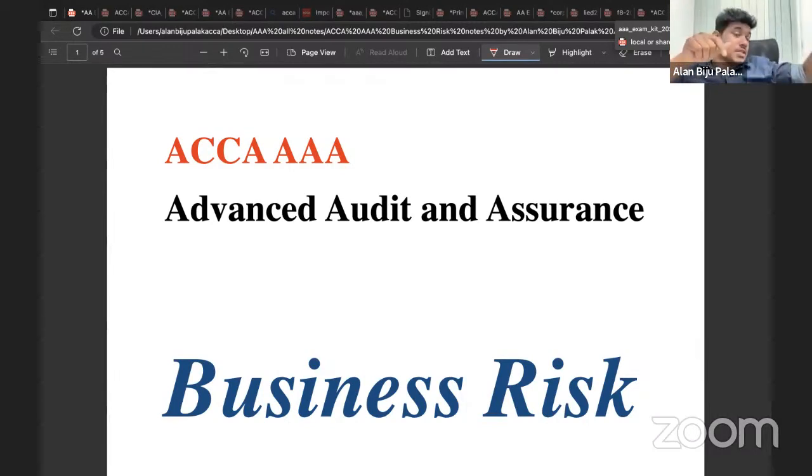Separate heading for business risk and risk of material misstatement. So when you read the scenario and you can find a business risk, directly copy that one and paste it under the business risk. When you pick a risk of material misstatement, copy it and keep it under the risk of material misstatement heading.